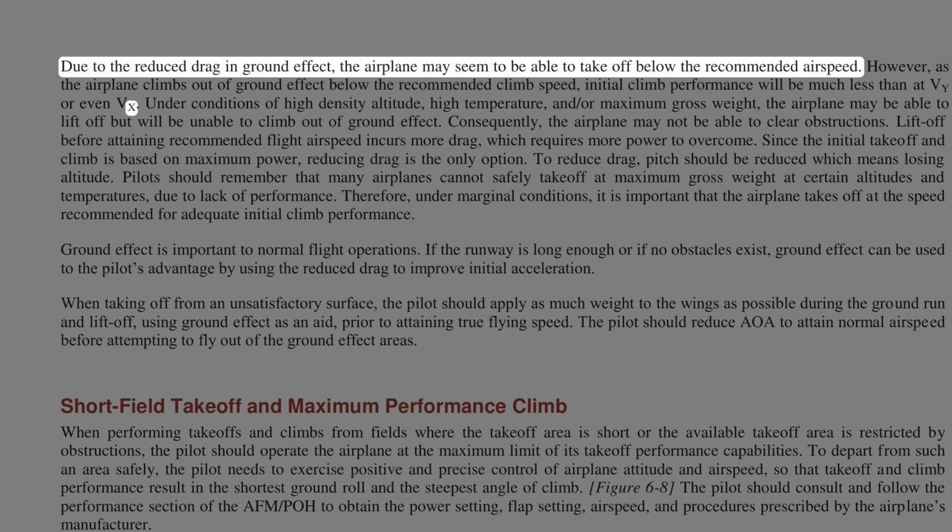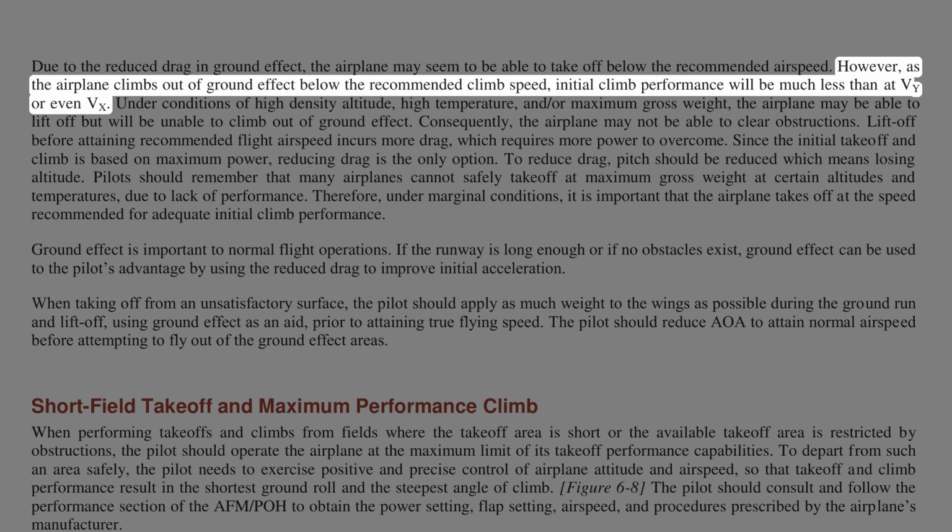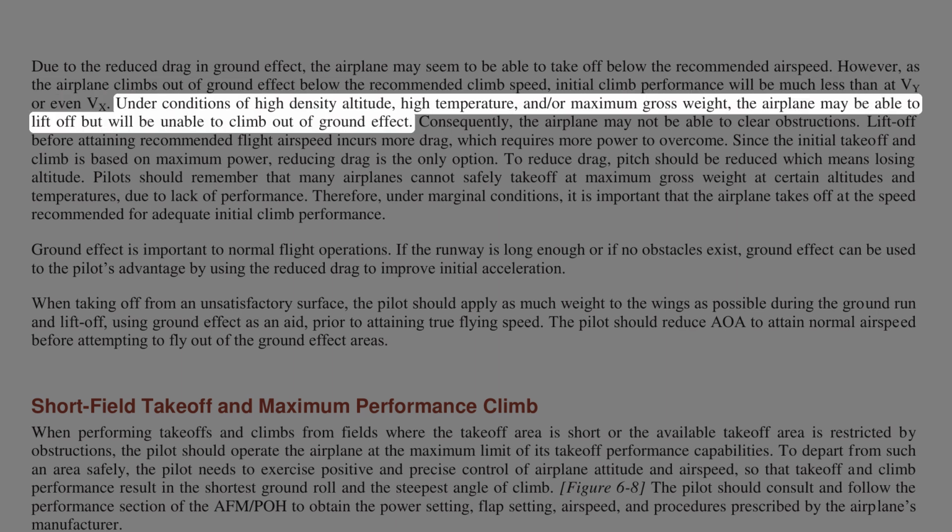Due to the reduced drag in ground effect, the airplane may seem to be able to take off below the recommended airspeed. However, as the airplane climbs out of ground effect below the recommended climb speed, initial climb performance will be much less than at VY or even VX. Under conditions of high density altitude, high temperature, and/or maximum gross weight, the airplane may be able to lift off but will be unable to climb out of ground effect.